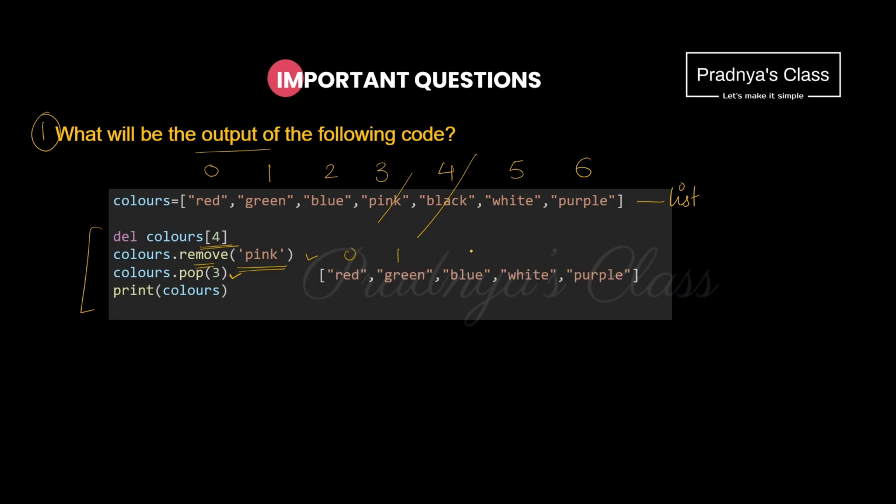Let's write the indices 0, 1, 2, 3, 4. At index 3 we have white. In the last statement we are printing the list. In this way, after deleting 3 elements, this will be the final list. This was quite simple. Hope you understood the explanation.